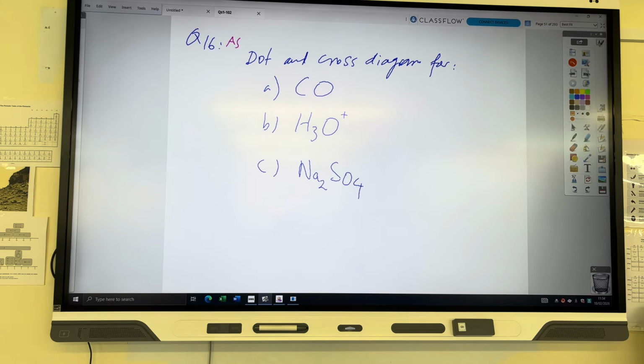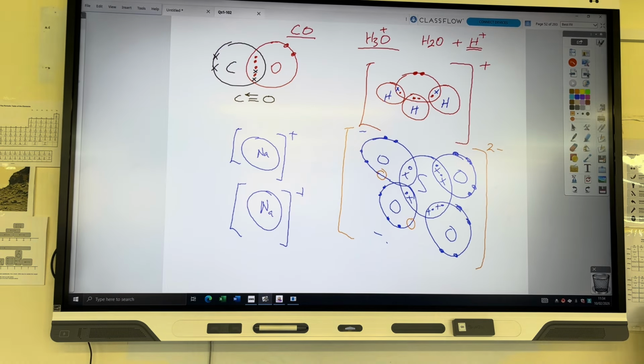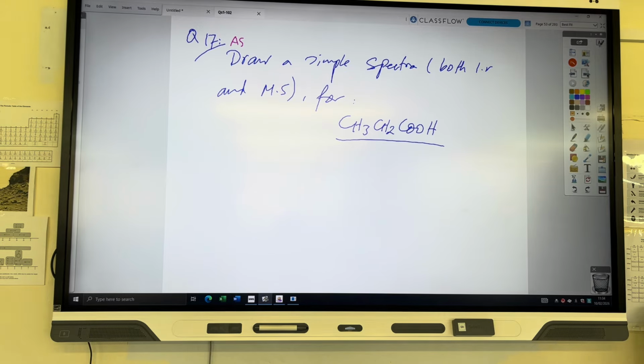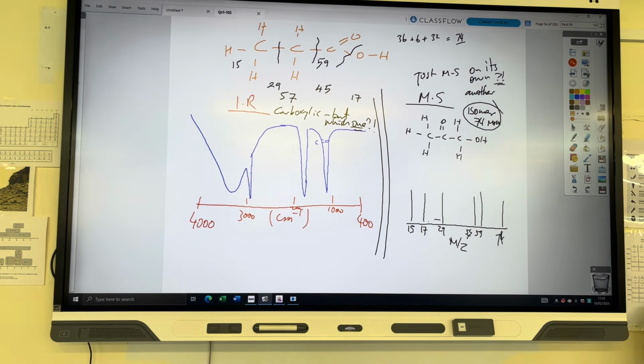Question 16, again AS question. These have so far all been AS questions. Dot and cross diagram for carbon monoxide, for the hydronium ion, H3O+, and for sodium sulfate. And there was the answer. Question 17, draw a simple IR spectra, and mass spec, for propanoic acid. And there's the answer.